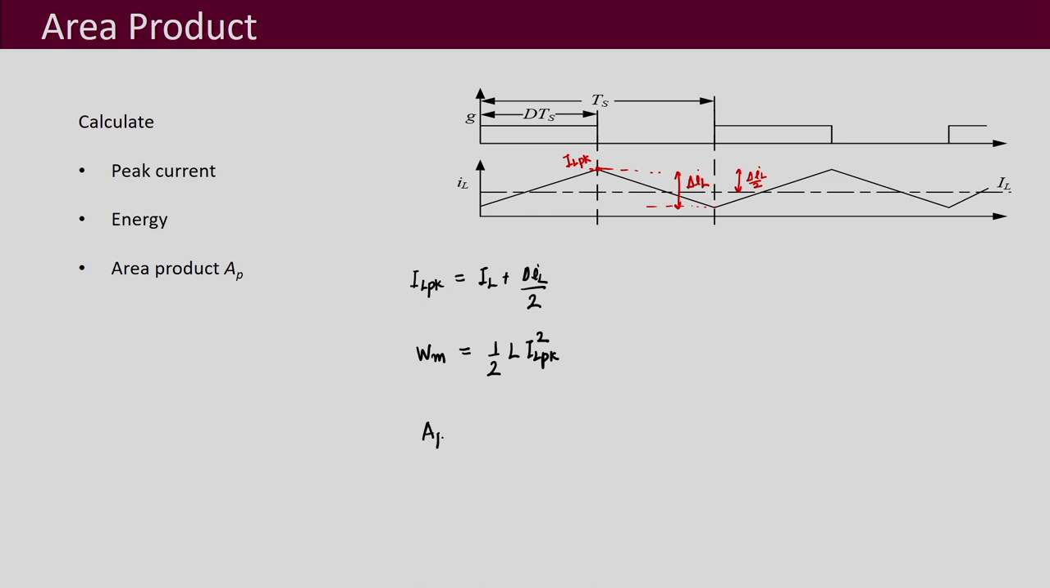Further, we calculate the area product AP. We have seen the expression, it will be 2 Wm by KU BM into JM. If you wish, you can call it BPK also. Earlier, I had written it as BPK, the peak flux density, or your operating flux density, whatever flux density you have assumed initially for your design, that is what you will substitute here. And JM is again the current density which you have assumed, or which is given in the design specification, and KU is assumed as 0.4 or 0.5. That is how you will get the area product AP for your design.